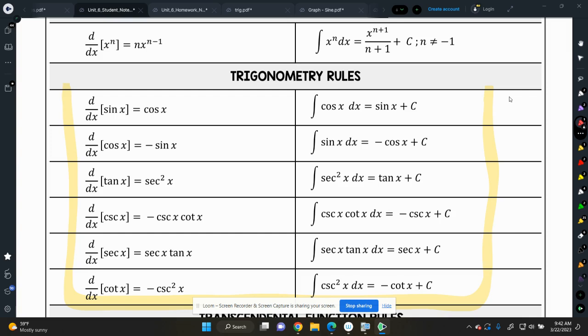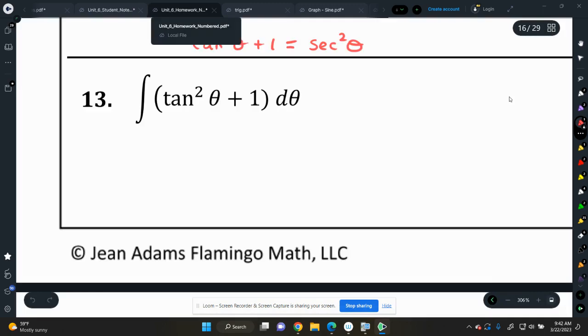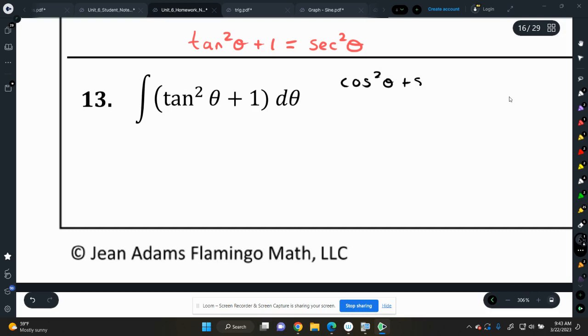So when I was looking at this problem, I was like, okay, what do I take the derivative of to get tangent squared? Can't think of it. But then I see the plus 1. I'm like, oh wait, that's one of my identities. If you don't remember all those weird ones, remember I showed you last year cosine squared plus sine squared equals 1. We remember that one, right?